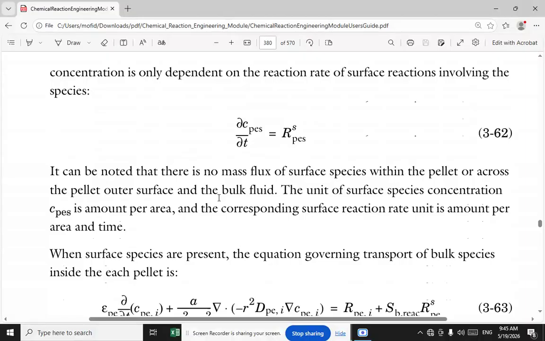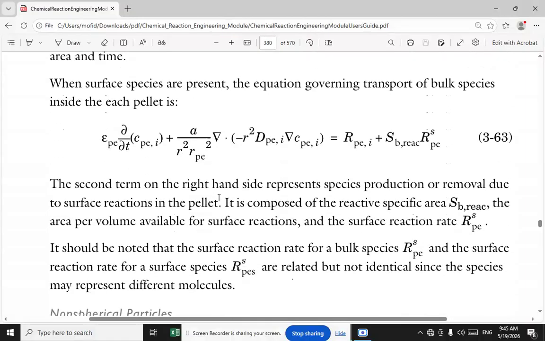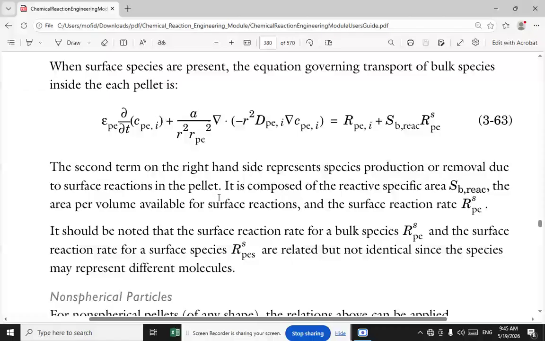The unit of surface species concentration c_pellet is amount per area, and the corresponding surface reaction rate unit is amount per area and time. When surface species are present, the equation governing transport of bulk species inside each pellet is epsilon_pellet times the derivative of the concentration of pellet species i with respect to time, plus 1 divided by r squared times the derivative with respect to r of r squared times the flux, is equal to R_pellet for species i plus S_b times R_pellet to the power of S.